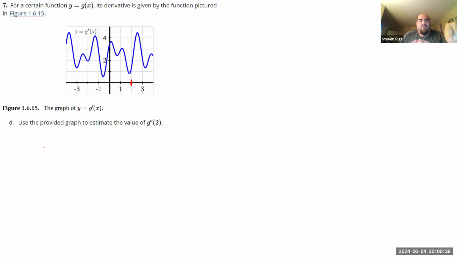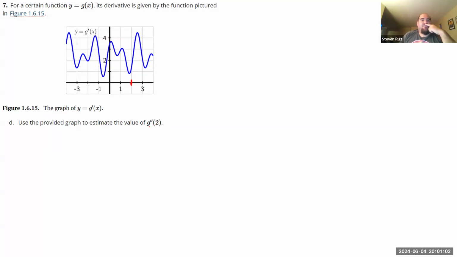How is G double prime related to G prime? Remember, the derivative of a function always tells you its instantaneous rate of change. So what is G double prime the derivative of? G double prime is the first derivative of the first derivative. So it's the first derivative of G prime.